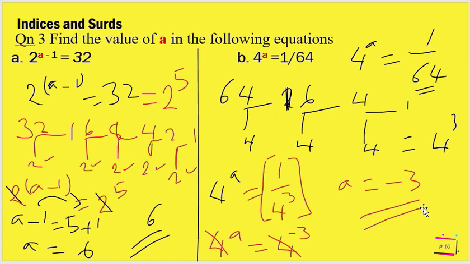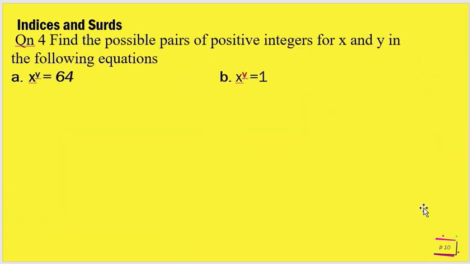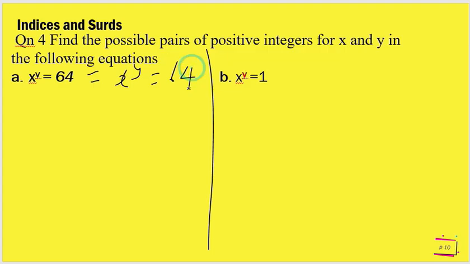We still have more questions. Let's see. Question number 4. Find the possible pairs of positive integers for x and y in the following questions. So we have these questions here. The first question is x power y is equal to 64. So I need to divide 64.